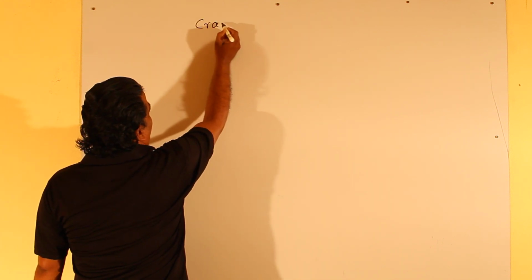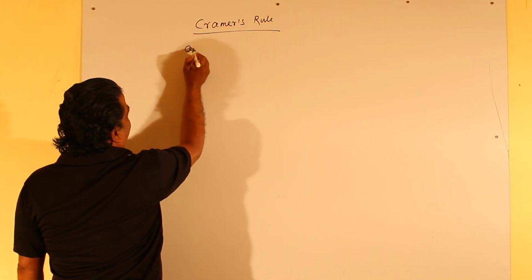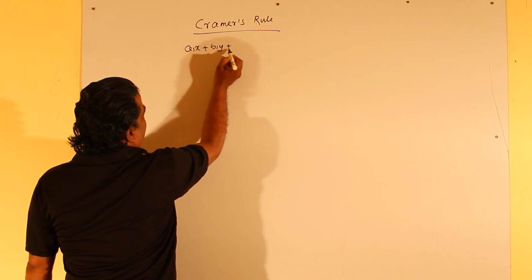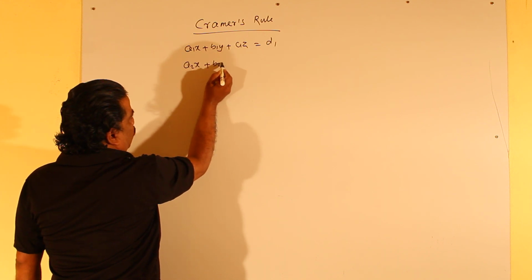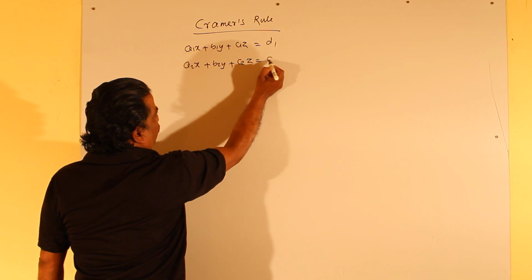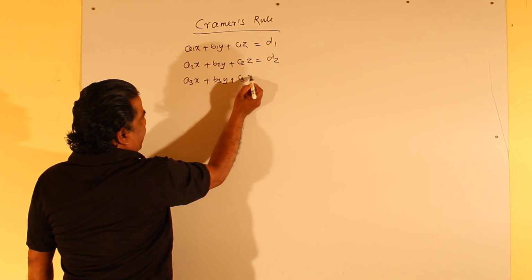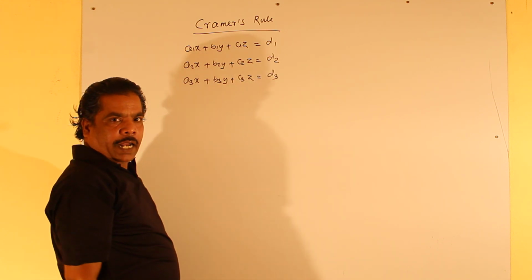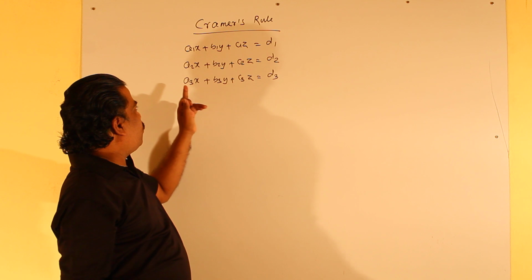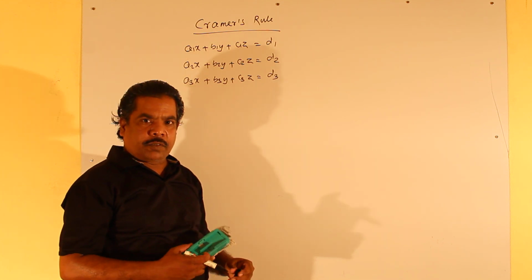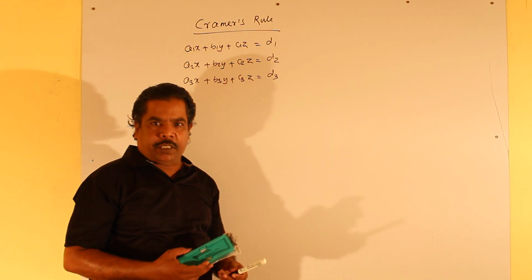Let three equations be a1x plus b1y plus c1z is equal to d1, a2x plus b2y plus c2z is equal to d2, a3x plus b3y plus c3z is equal to d3. Here a1, b1, c1, a2, b2, c2, a3, b3, c3 are all real numbers, that is, coefficients of x, y and z. d1, d2, d3 are the values of the equations.